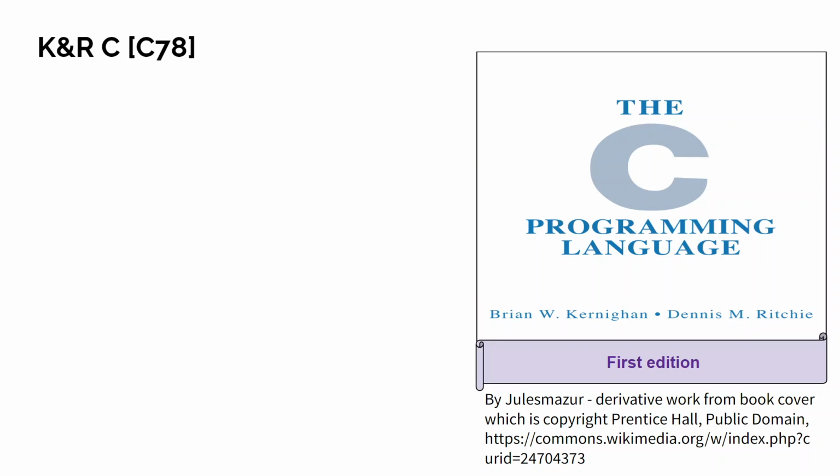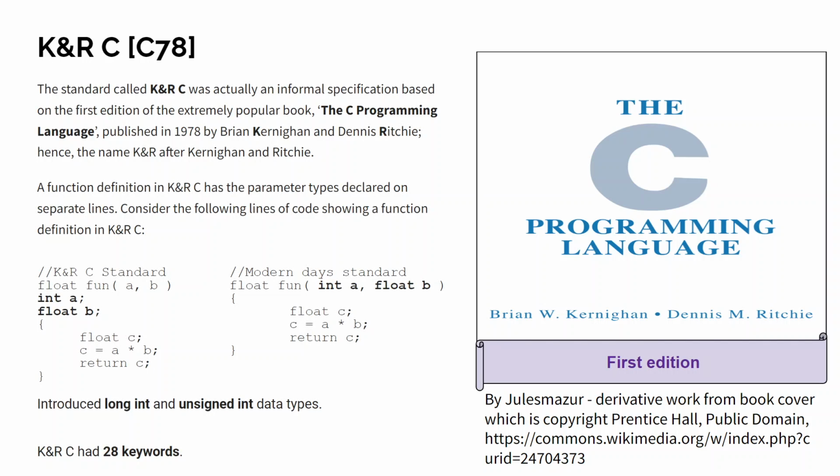So the first variant of C was K&R C. The standard called K&R C was actually an informal specification based on the first edition of the extremely popular book called The C Programming Language, published in 1978 by Brian Kernighan and Dennis Ritchie. Hence the name K&R, after Kernighan and Ritchie. Thus the standard became K&R C because it was based on the first edition of this book.